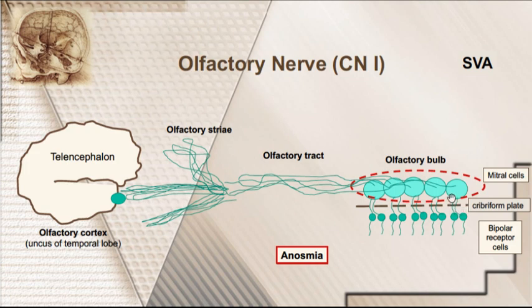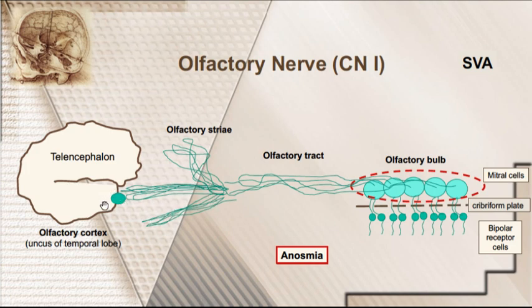Olfactory nerves are the exceptions to the rules. They are not attached to the brainstem, but directly to the elongations of the telencephalon, known as olfactory bulbs. The olfactory bulbs are composed of the mitral cells. Those central processes form the olfactory tracts.